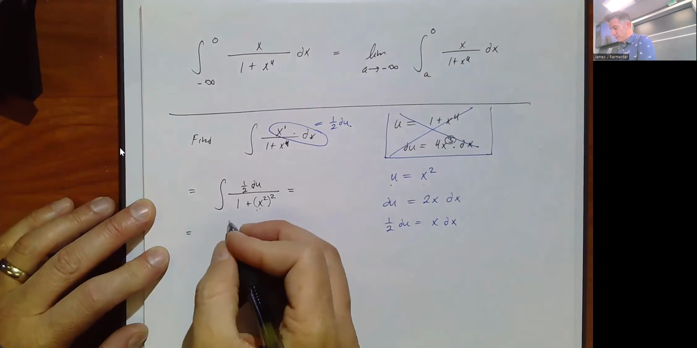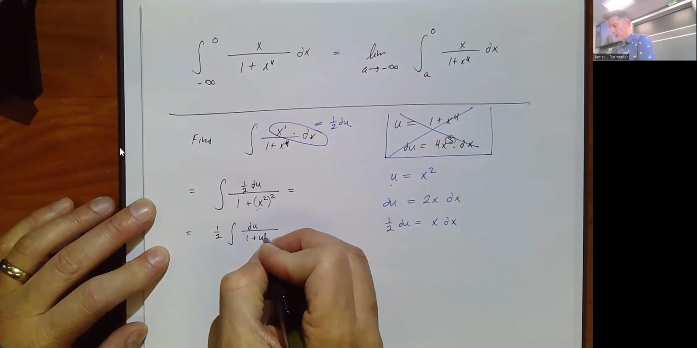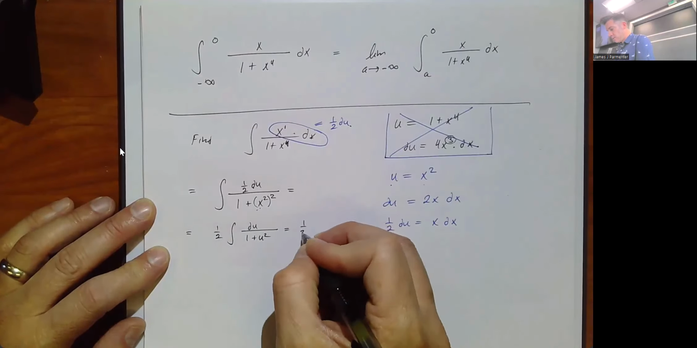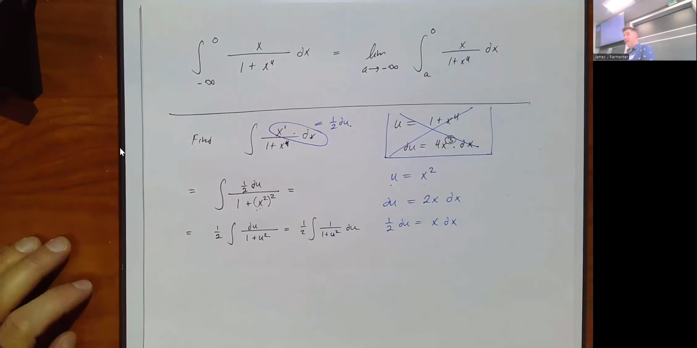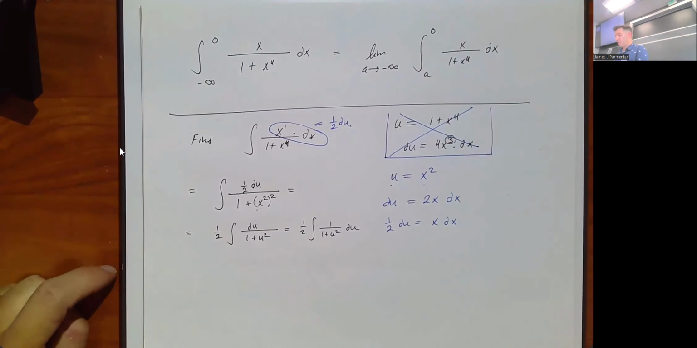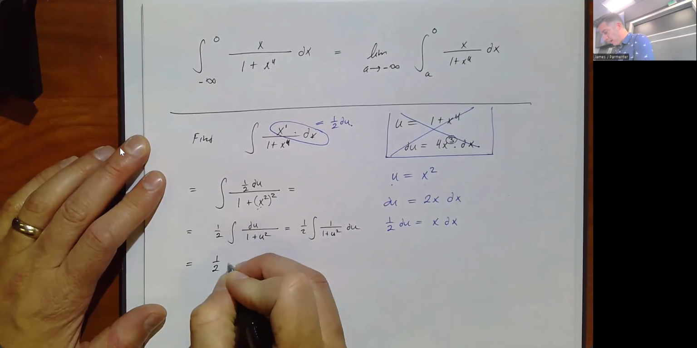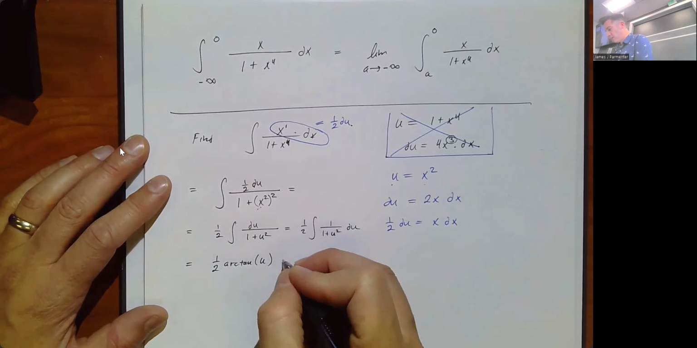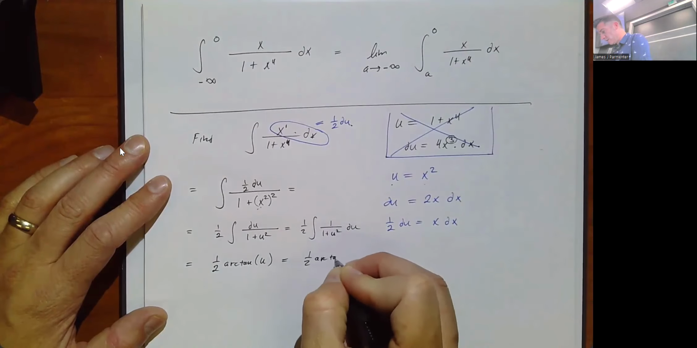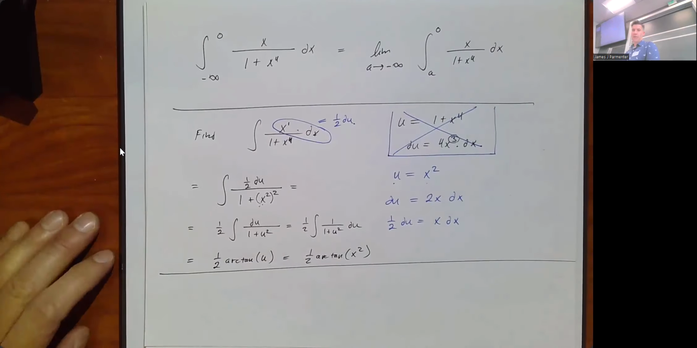So I can rewrite this as, let's put the 1/2 out in front, the integral of du over 1 plus u squared. Or if you like, 1/2 the integral of 1 over 1 plus u squared du. And that is an integral that we're supposed to memorize. What's the antiderivative of 1 over 1 plus u squared? Arctangent of u. This is equal to 1/2 arctangent of u. I'm not going to write the plus c because I don't need it right now, which is going to be 1/2 arctangent of x squared. Great. Did all my side work.